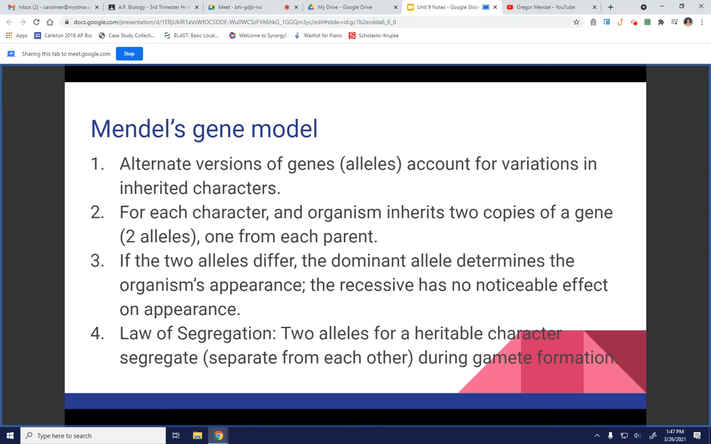Any questions about the basic parts of Mendel's gene model? Okay.